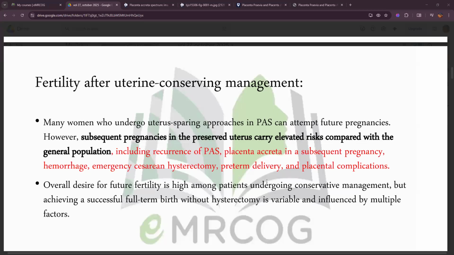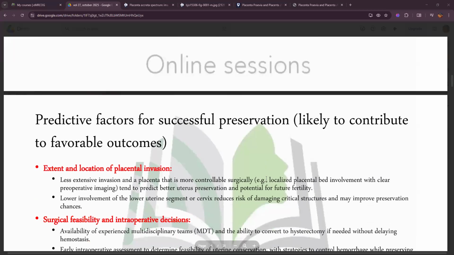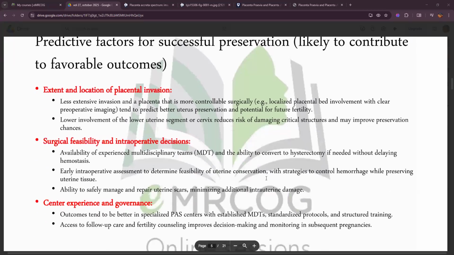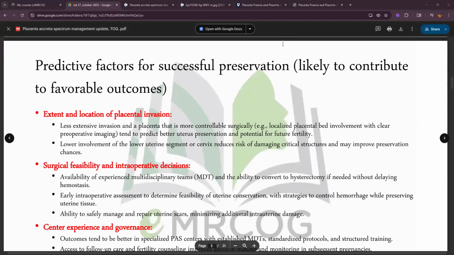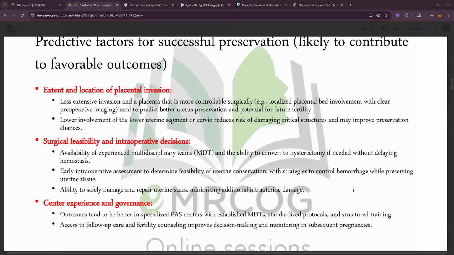Of course, this woman is already targeting future fertility, right? So this is why she is asking for conservative management. So let's see what the predictive factors for successful preservation are. Those are the predictive factors. This is what you are going to counsel your patient about: if she is a good candidate for uterine preservation or not. And it makes sense, actually.